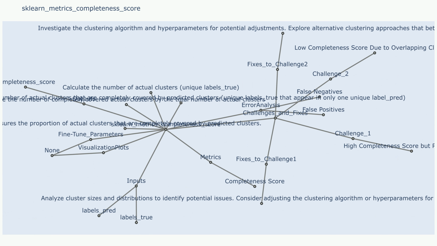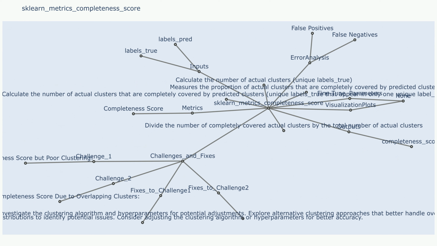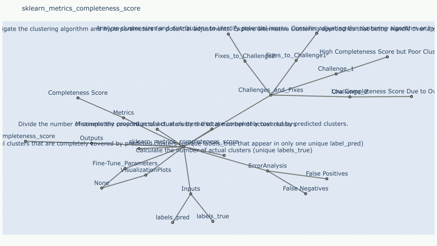Challenge 2: the completeness score can be sensitive to noise in the data. If there is significant noise in the data, the completeness score will be lower. Sample use case that resulted in challenge 2: clustering data that contains outliers or mislabeled data points.